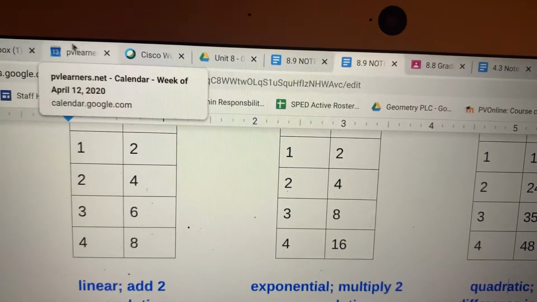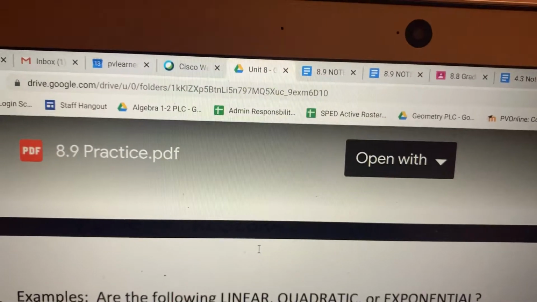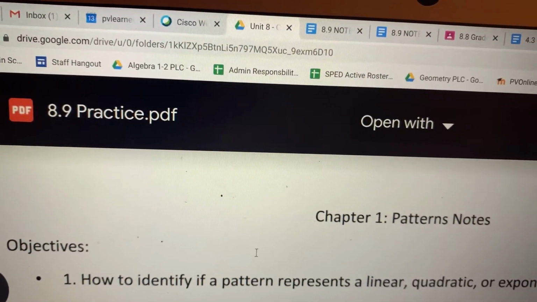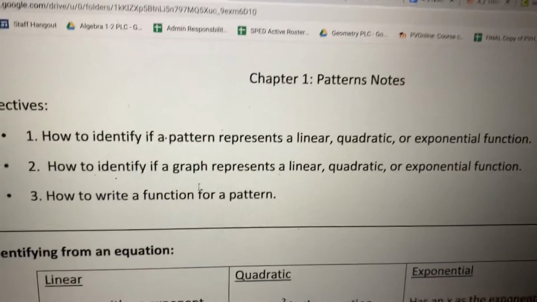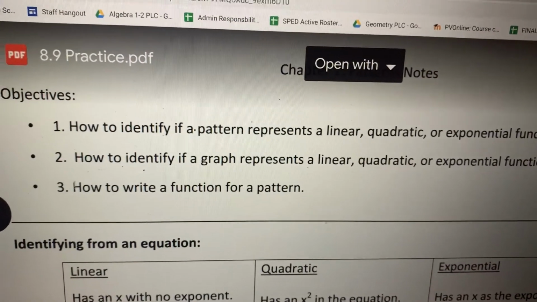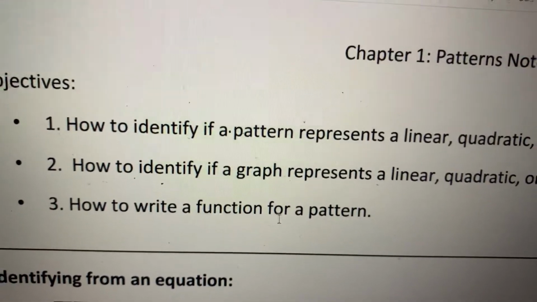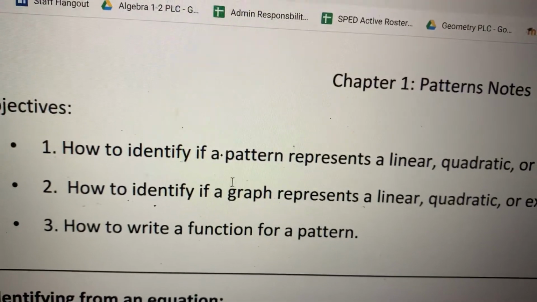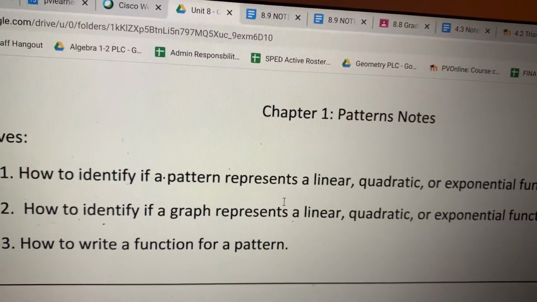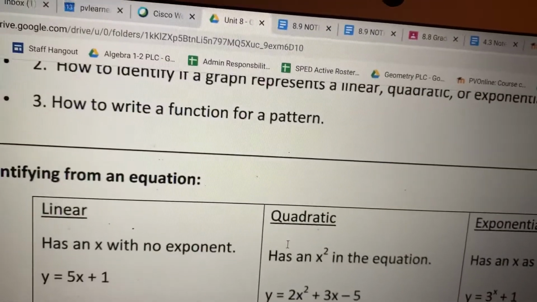For this week's practice, I actually have a pretty large packet or document, but I'm not asking that you do all of it, okay? In fact, I don't want you to do all of it because I didn't show you how to do number 3, or objective 3. I didn't show you how to write a function for a pattern. So right now I just want you to identify, does it represent a linear, quadratic, or exponential function? And how to do that with equations and graphs and tables.